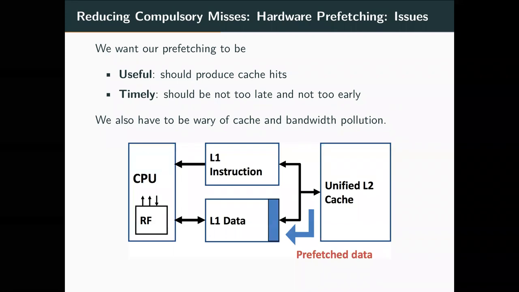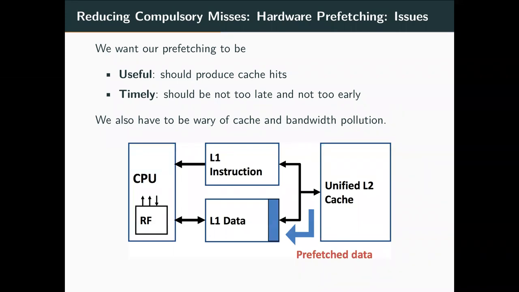But there's kind of a problem, and this is always the trade-off with pretty much everything we do. There's going to be some trade-off. In this case, the trade-off is that we might pull in data that we don't need, thus evicting data that we do need in L1. Which is not ideal, right? We don't want to pollute our L1 cache with data that isn't necessary.